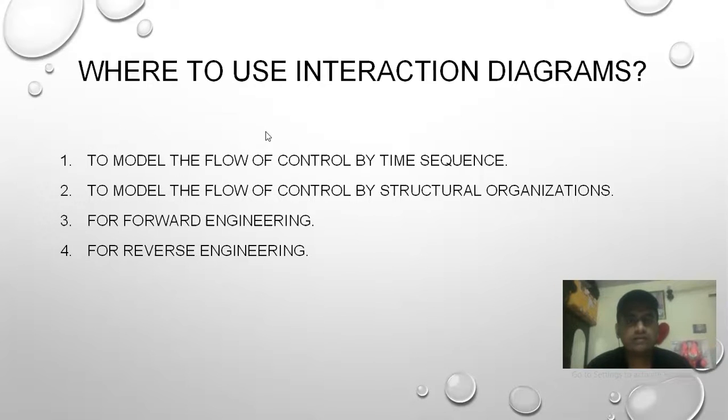And one more thing, where to use interaction diagram. To model the flow of control by time sequence, to model the flow of control by structural organization, for forward engineering, for reverse engineering, we use this diagram. We use these diagrams where they are needed.